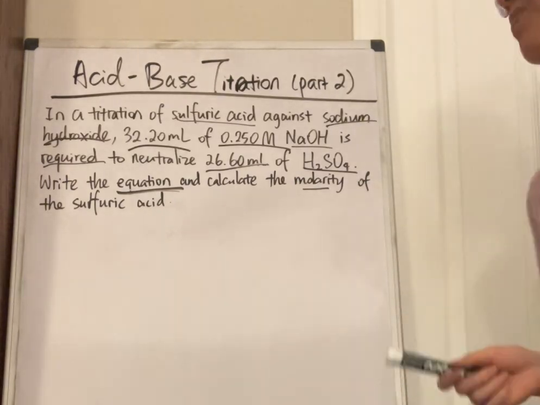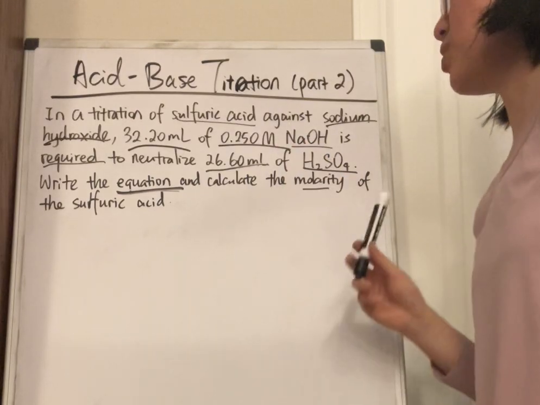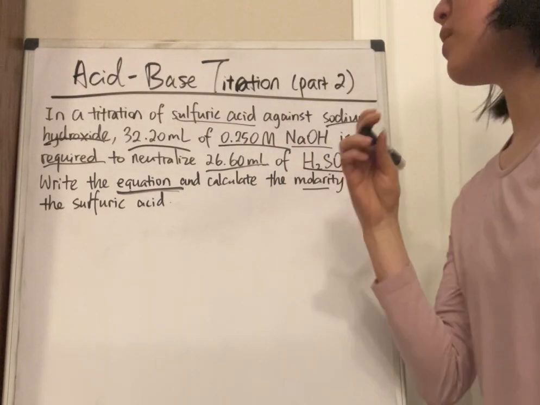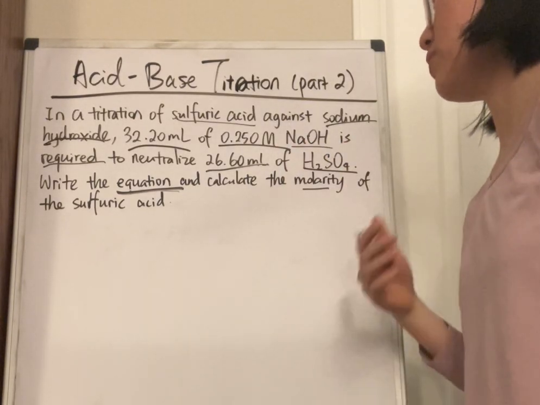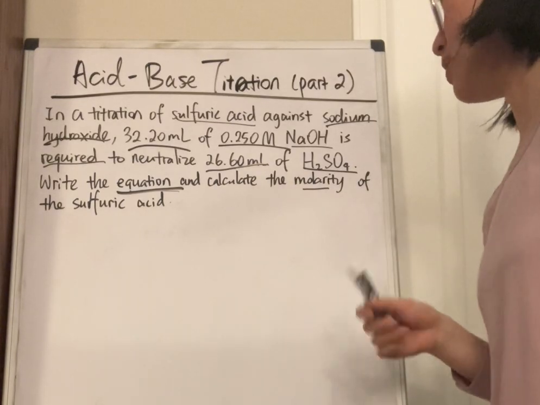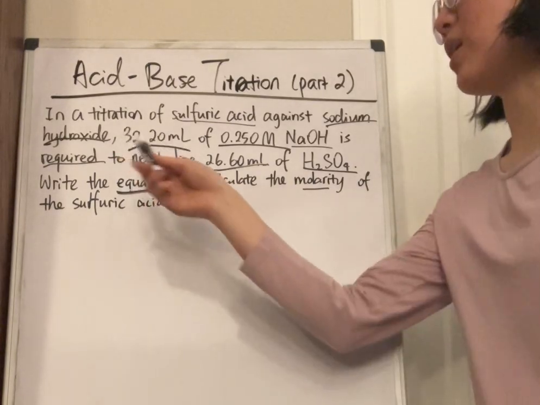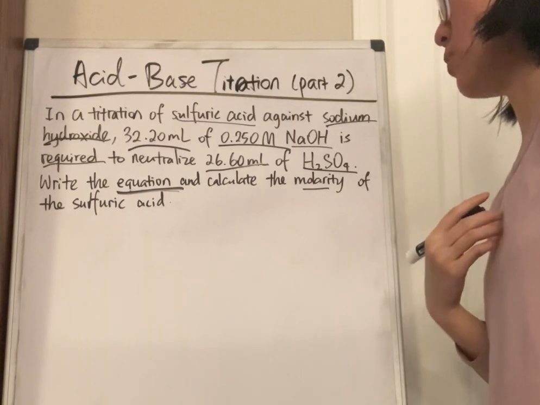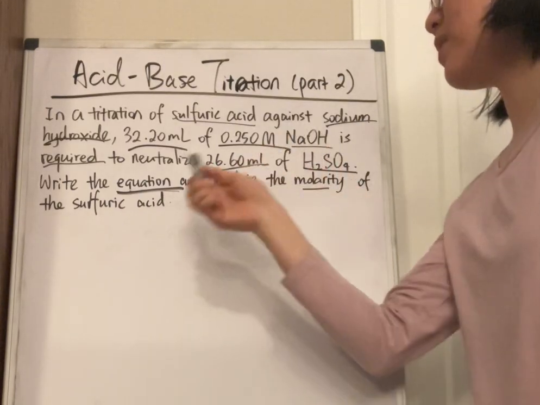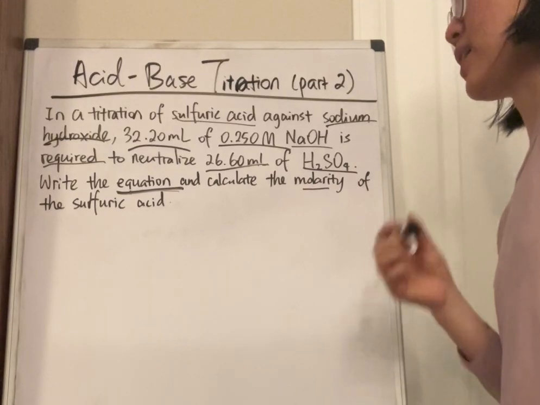Okay, so let's start. It says, in a titration of sulfuric acid against sodium hydroxide, 32.20 milliliters of 0.250 molarity sodium hydroxide is required to neutralize 26.60 milliliters of sulfuric acid. Write the equation and calculate the molarity of the sulfuric acid.